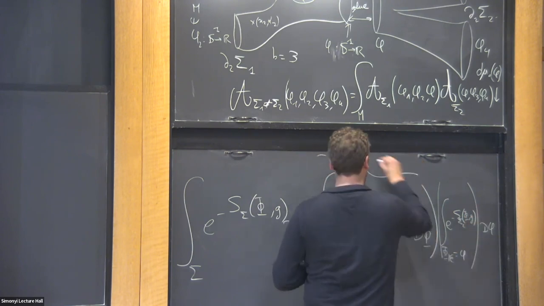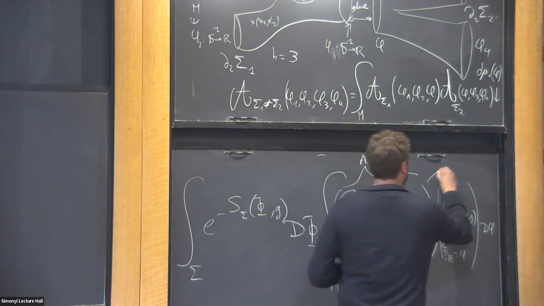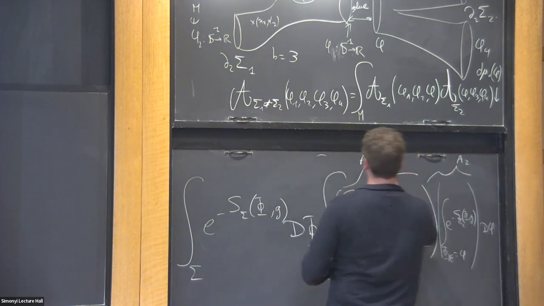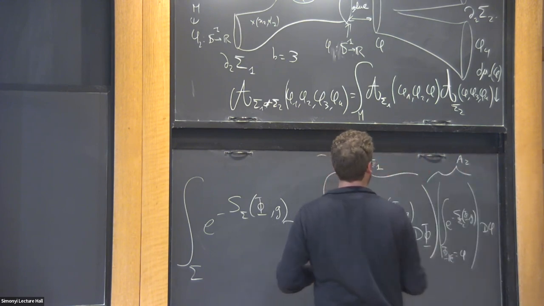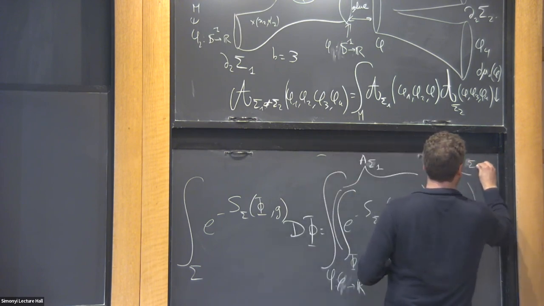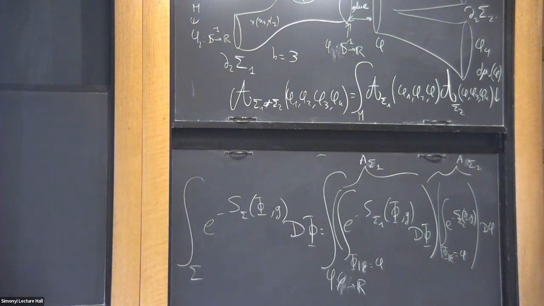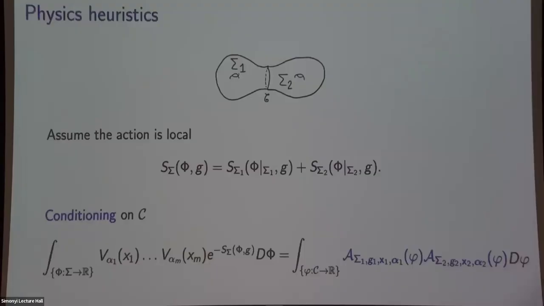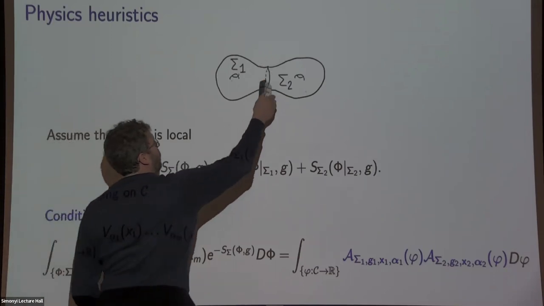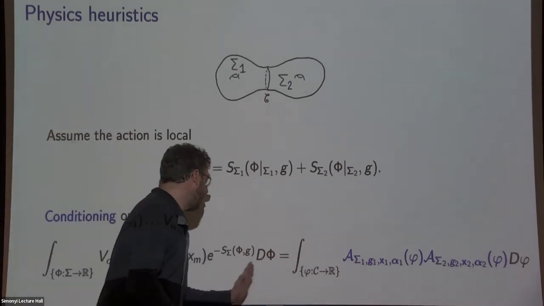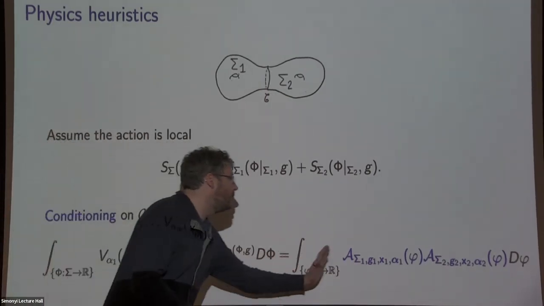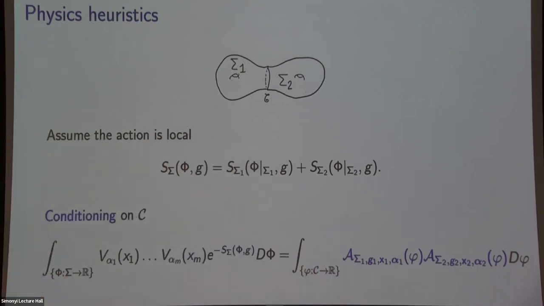So this is amplitude 1, amplitude 2. This is the amplitude associated to my sigma 1 and to my sigma 2. What I'm trying to explain is that just by cutting your action into two and disintegrating on the value of your field on the separating circle, you naturally see these things pop out. Of course, we don't know what d phi is, but this is just formal. This is completely formal.